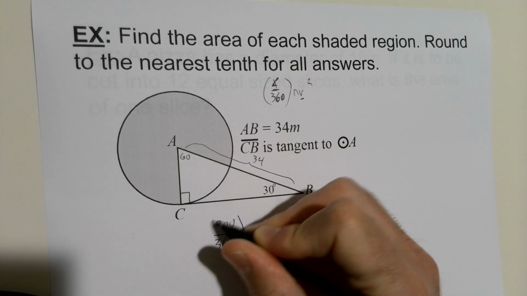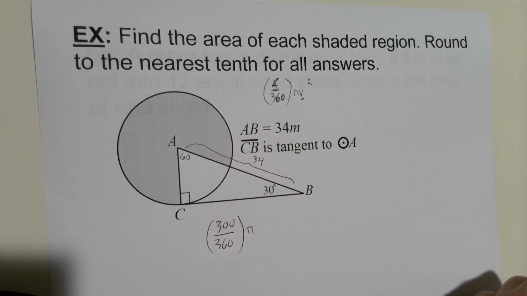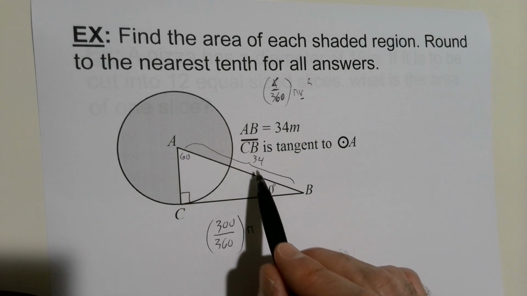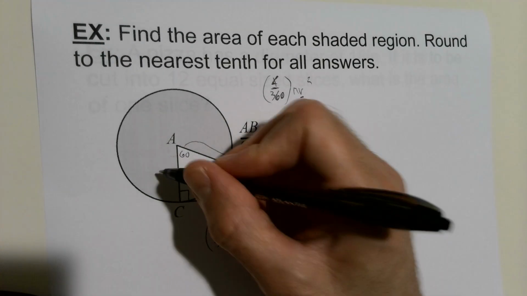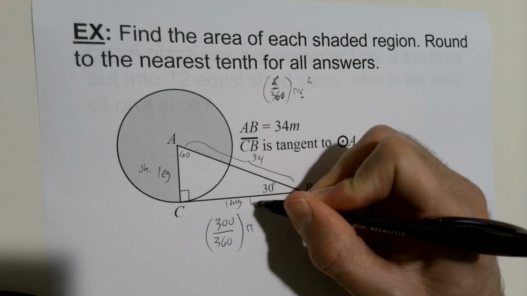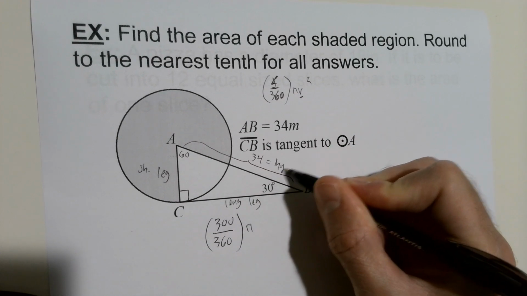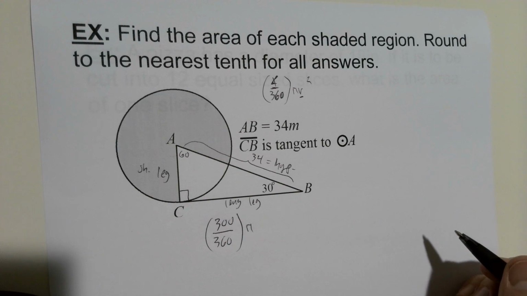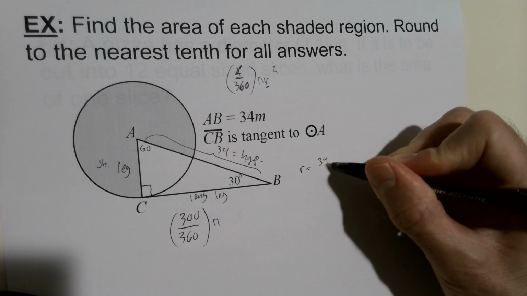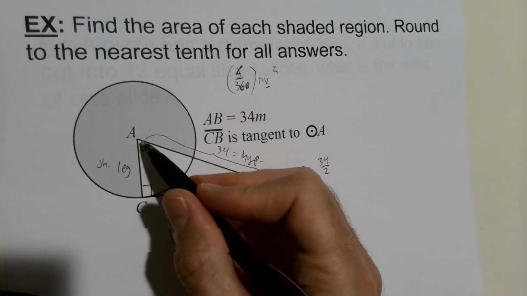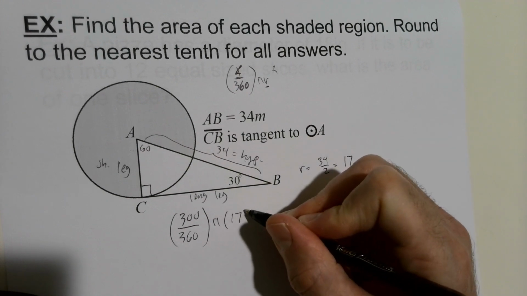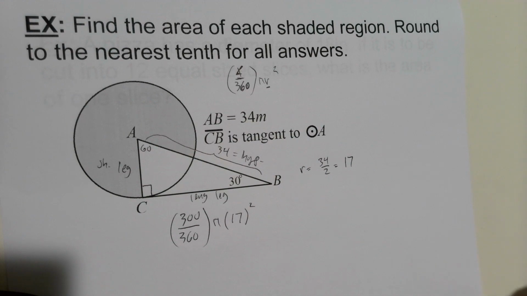300 over 360 times pi. Okay, now we need to figure out what the radius is. You can do that a couple of different ways. The easiest way is, notice this is a 30, 60, 90 triangle, which means this is my short leg, this is my long leg, that's my hypotenuse, and we should remember that the hypotenuse is always double the short leg, so your radius is going to be half of 34, because this is always half of my hypotenuse. 17. So that's going to be 17 squared, or 289, however you want to think of that.